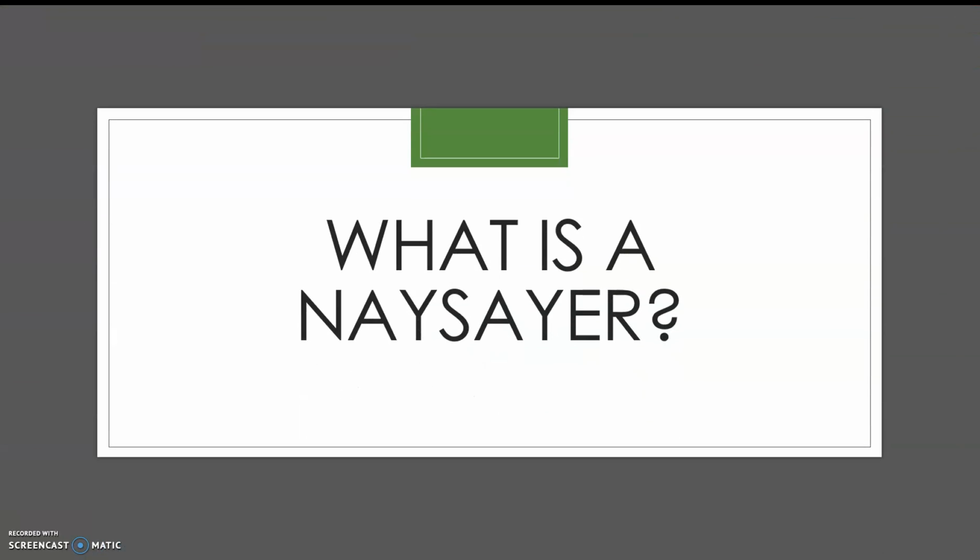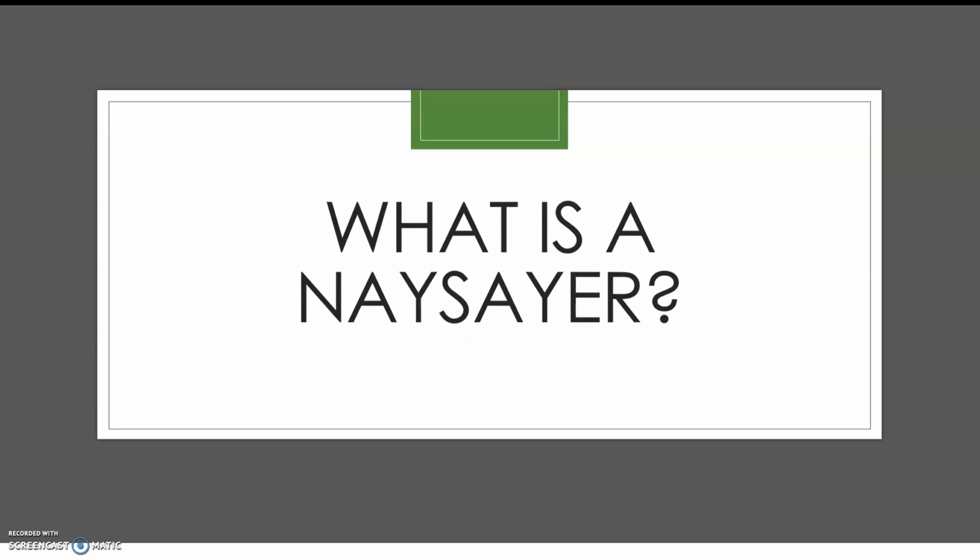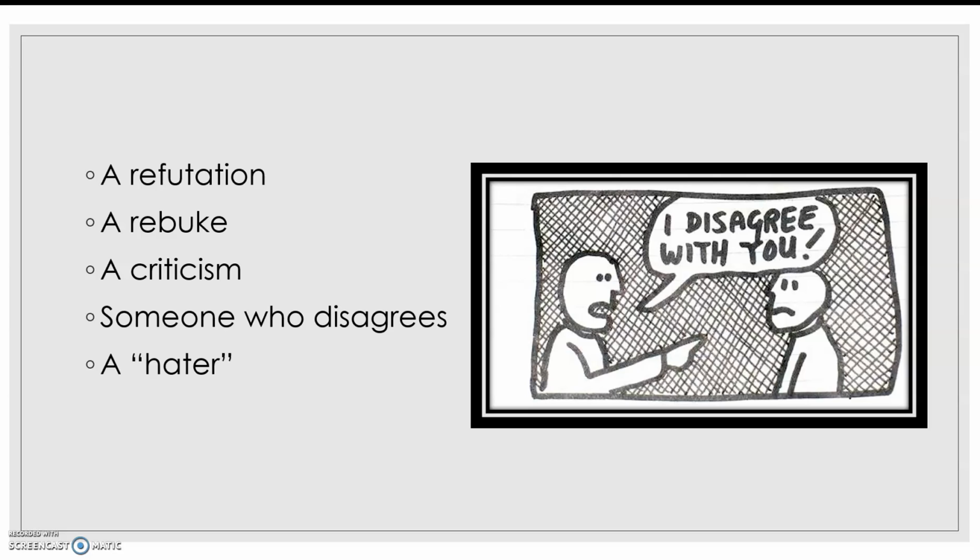So if you're making an argument in a paper and you decide that you want to do what's called planting a naysayer in your text, what that means is that you are purposely putting in a paragraph or interweaving it within your essay someone who disagrees with your argument. So I've given you a bunch of different synonyms, so you have different ways to think about this concept, and you can kind of latch onto whatever one works best for you.